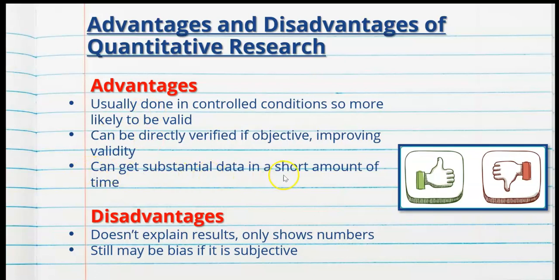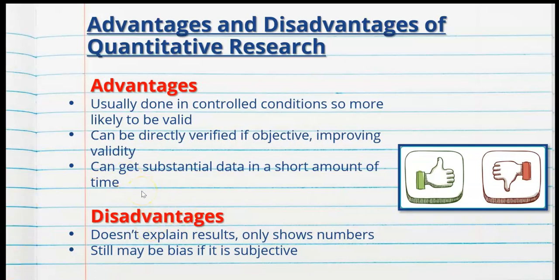We can get substantial data in a very short amount of time. This is particularly relevant for subjective quantitative data. So we can send out a mass rating scale to a lot of people and get a lot of numbers and results back in a relatively short amount of time. So things like SurveyMonkey, if we've got a rating scale, we can get a lot of results very, very quickly, which is good. However, they're not perfect, okay?